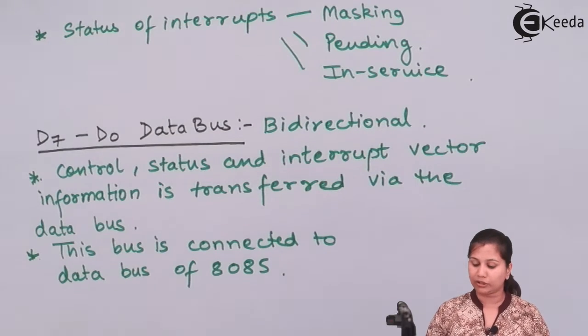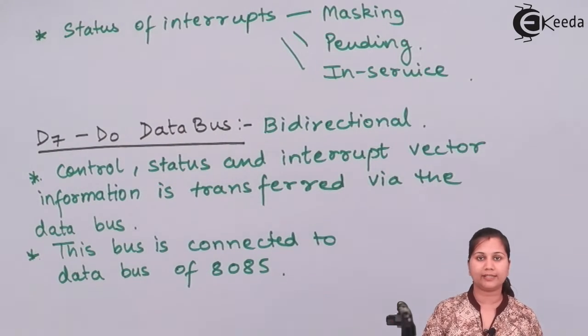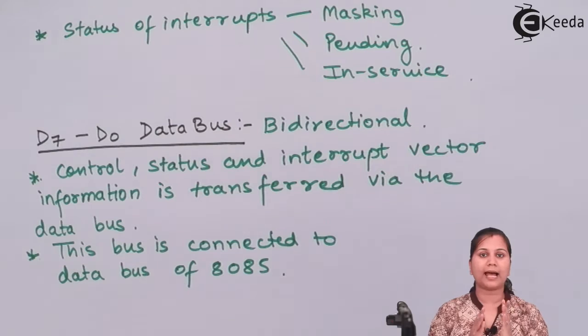So if there is any data, any control status or interrupt vector information, that will be transferred via the data bus. Now this data bus of the 8259 is connected with the bidirectional data bus of the 8085 microprocessor. So when the 8085 and 8259 are communicating, the data will be provided on this data bus, and this data bus will transfer the data on the data bus of the microprocessor. Okay, so in this way the transfer of data takes place between the two.